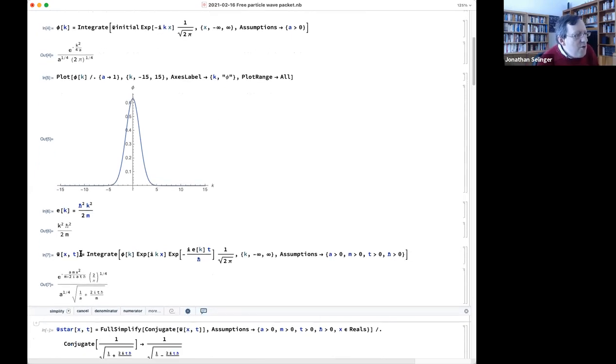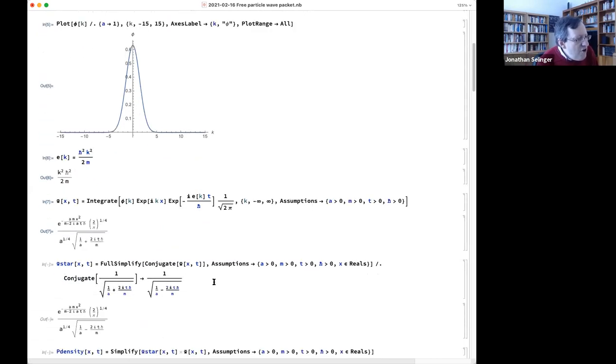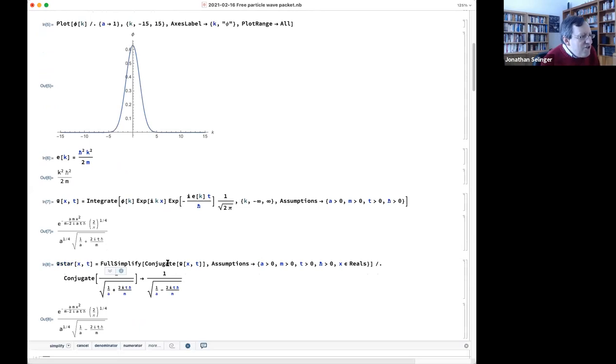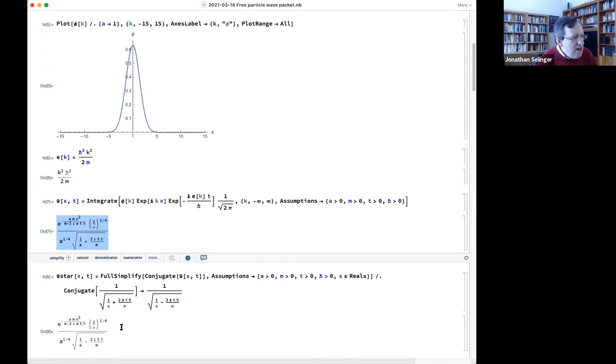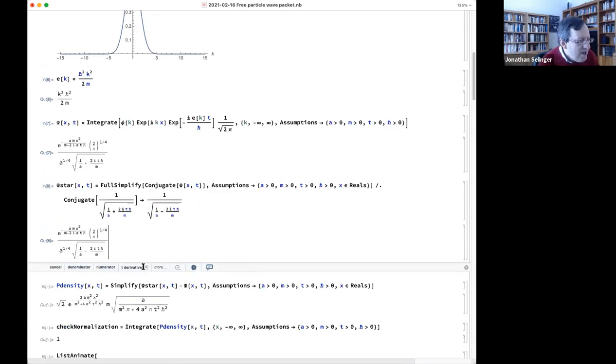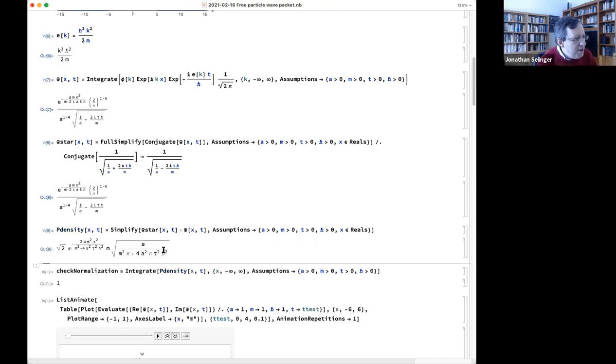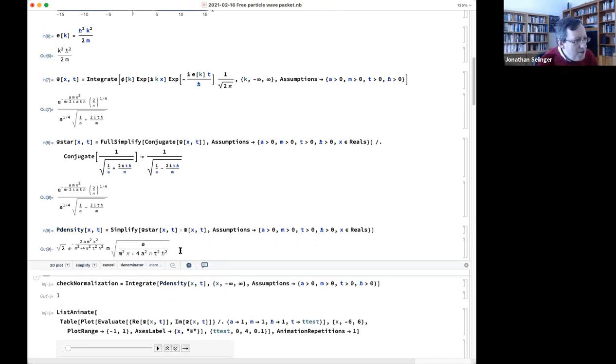So this is the psi, the wave function. The psi star is the complex conjugate of that. So here's the complex conjugate. It means that wherever there's an i in this expression, it's changed to a negative i. If I have psi and I have psi star, I can multiply them and get the probability density. Here's a probability density.